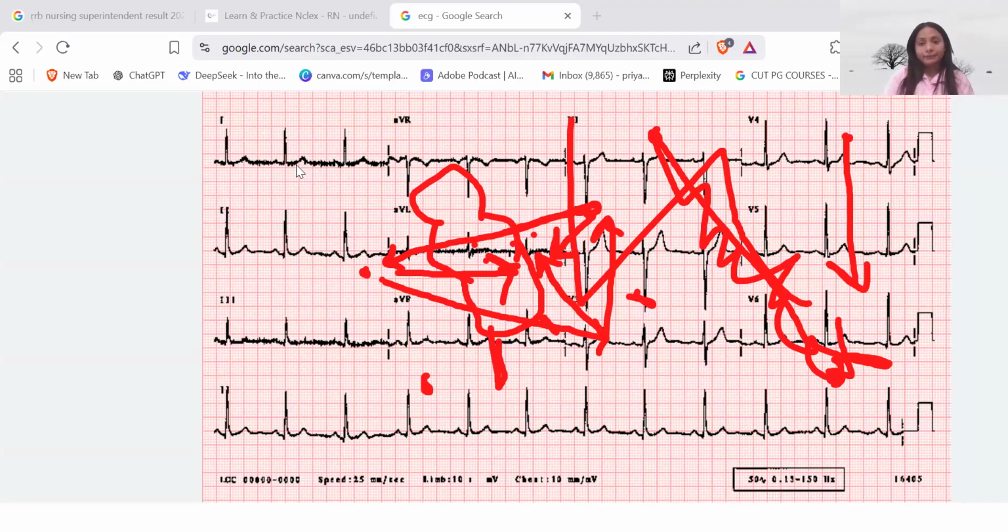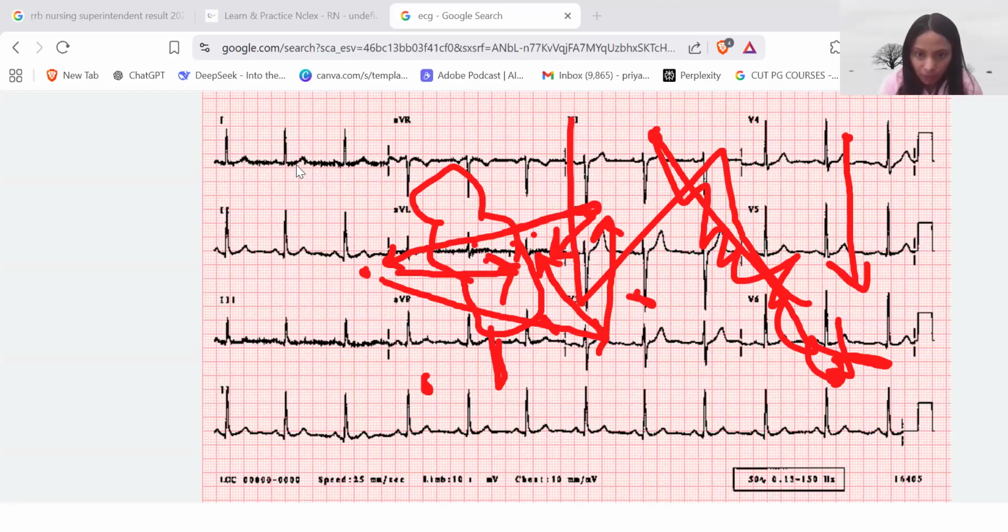Understood till now? Not all of it, I know, but do you have some idea about ECG? Yes or no? Yes, ma'am. At least you should know the basics about ECG.